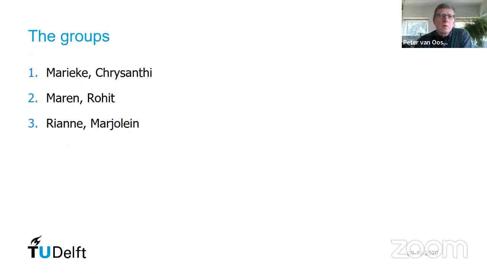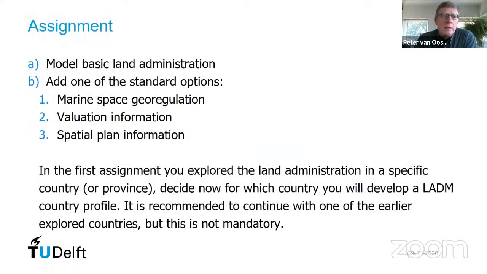Okay, the groups for assignment number 4 are shown here. Again, different combinations, different pairs. I hope this is also what you see at your sites in Brightspace. If not, let me know. Okay, this is the assignment, a two-part assignment. First, make a basic country profile, and next, add one of the new options.